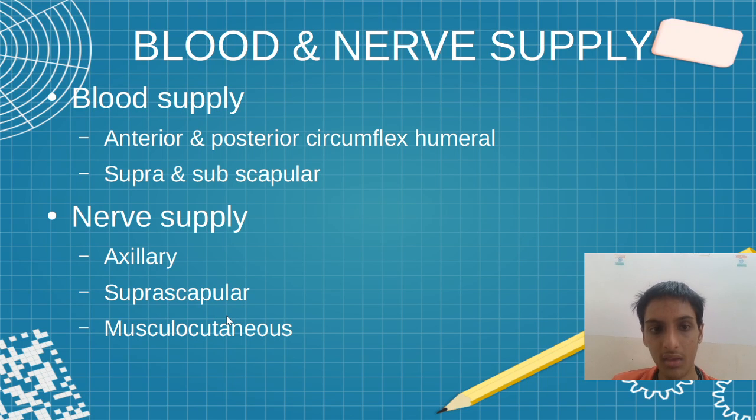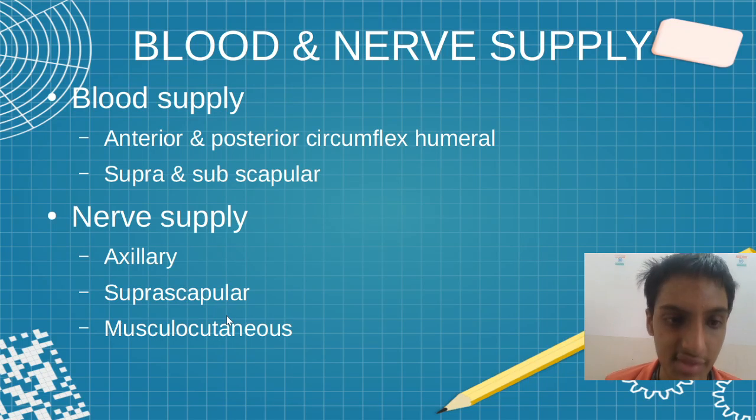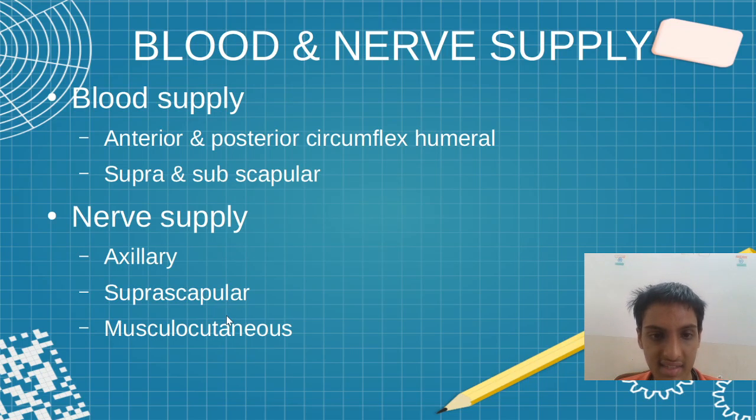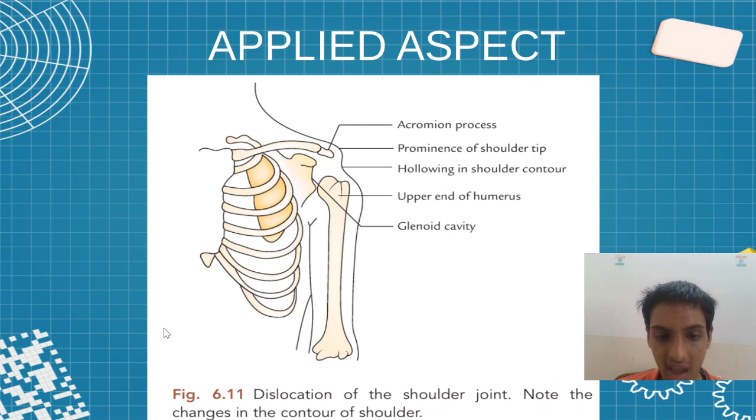Okay. Let's see the blood and nerve supply. We have already seen the circumflex humeral. Extra, we add the suprascapular and subscapular. And the nerve supply, same way, we add the suprascapular and musculocutaneous. Why musculocutaneous? Because biceps is there. The short head of biceps will be there. Okay, that's the reason. Now, applied aspect, we are finding the dislocation of the shoulder joint.